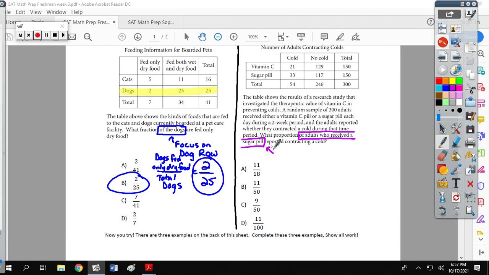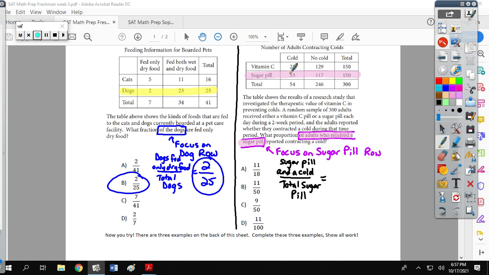So it says of adults who received a sugar pill. That means we should be focusing on the sugar pill row. Okay, so we're going to go in here and we are only going to look at the adults who received a sugar pill. We do not care about the other 2 rows of this table. So when we do this, we're going to do the total sugar pill on the bottom. And on the top, we're going to put reported contracting a cold. So sugar pill who also reported a cold.